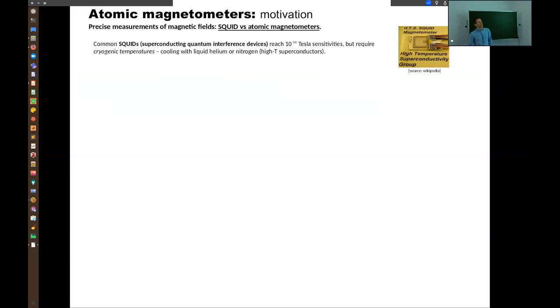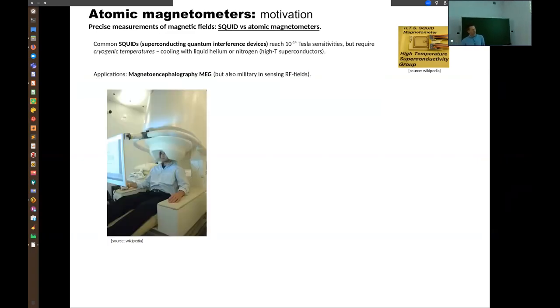So state of the art is that the best magnetometers that we normally use are the SQUID magnetometers that reach 10 to minus 14 Teslas. They look like this. And they rely on superconductors, they need to be cryogenically cooled. And the main application of this type of devices, which is unique, is magnetoencephalography. This is a typical picture from a hospital. I think we have a couple in Poland. And basically, this is to track the brain activity in real time.